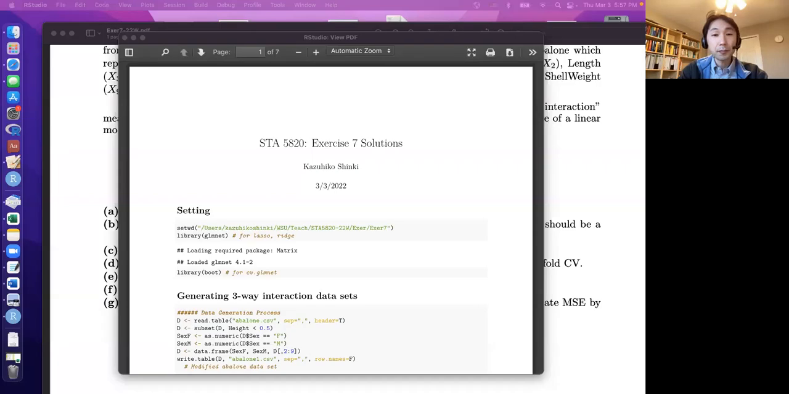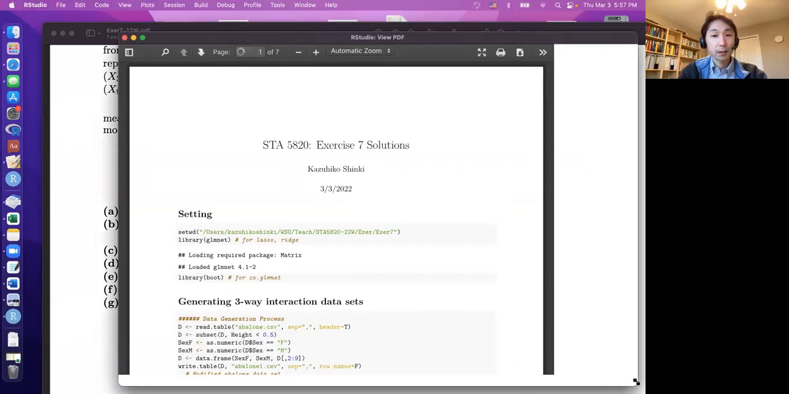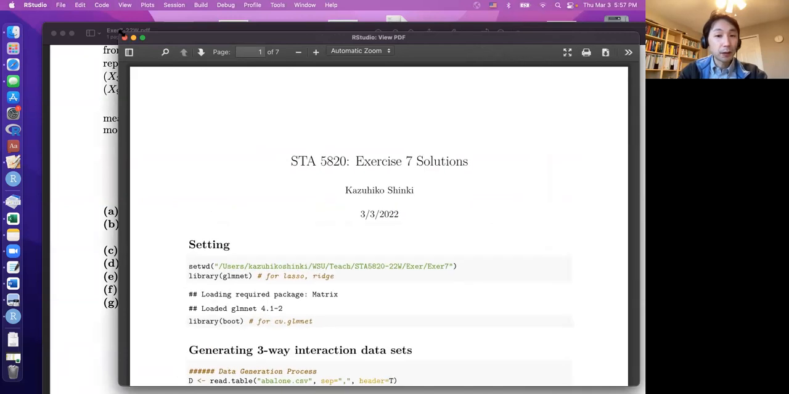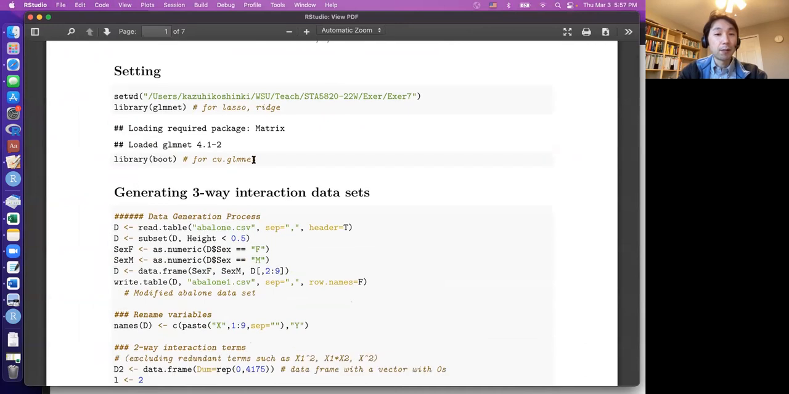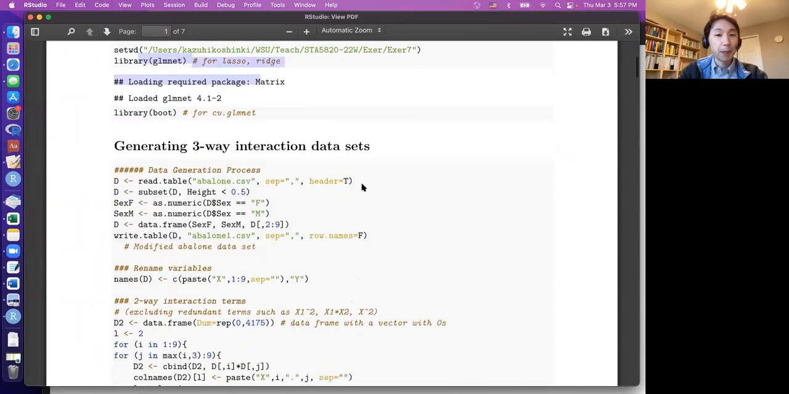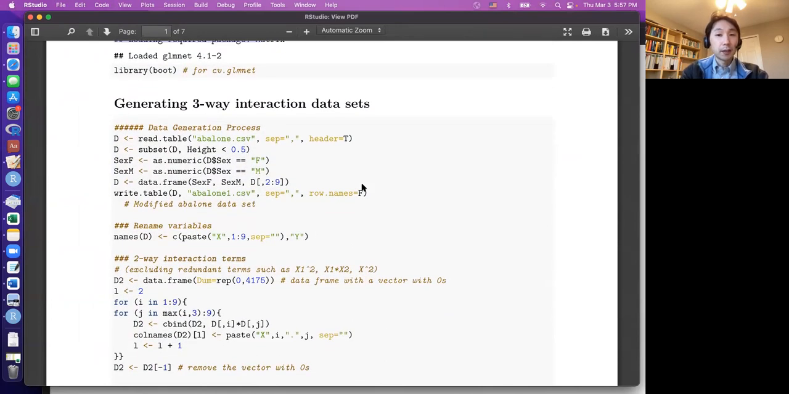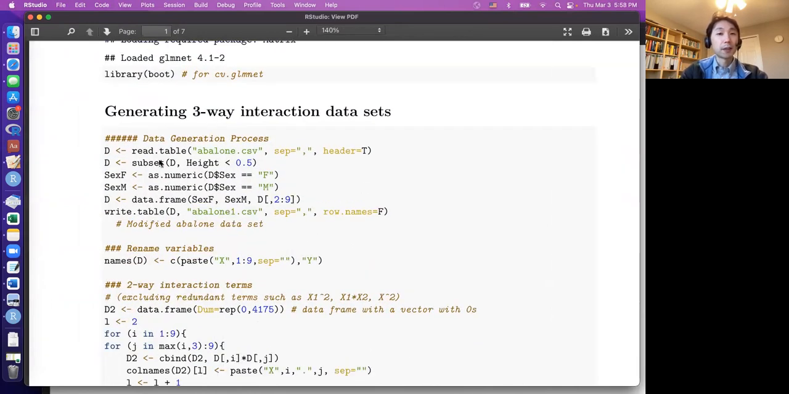So at first, I want to explain something about how to create the variables in Avalon 3. Okay, so this is my solution. We are using glmnet and the library boot for cross-validation. So glmnet for Lasso. And this is not the question itself, but this is how I generated the data.